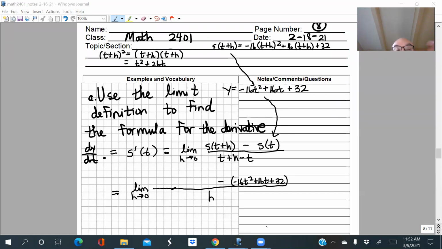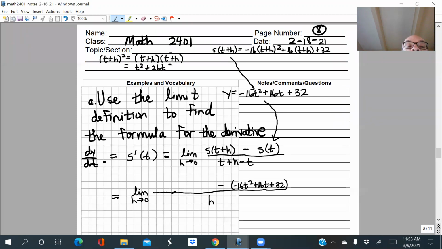That's 2 times h times t. See, t times t is t squared, h times t, and then you have h times t again. So that's going to be 2 times h times t, and then plus h times h is h squared. So all of that was t plus h squared. That's all multiplied by minus 16.